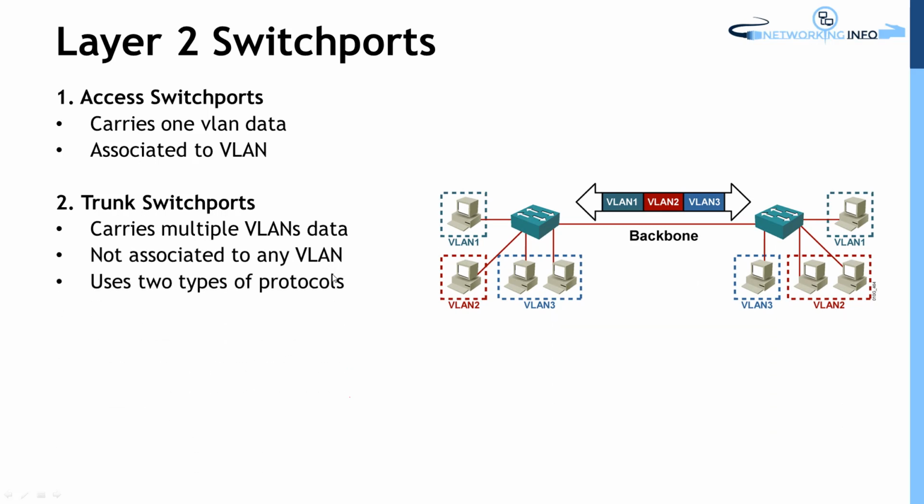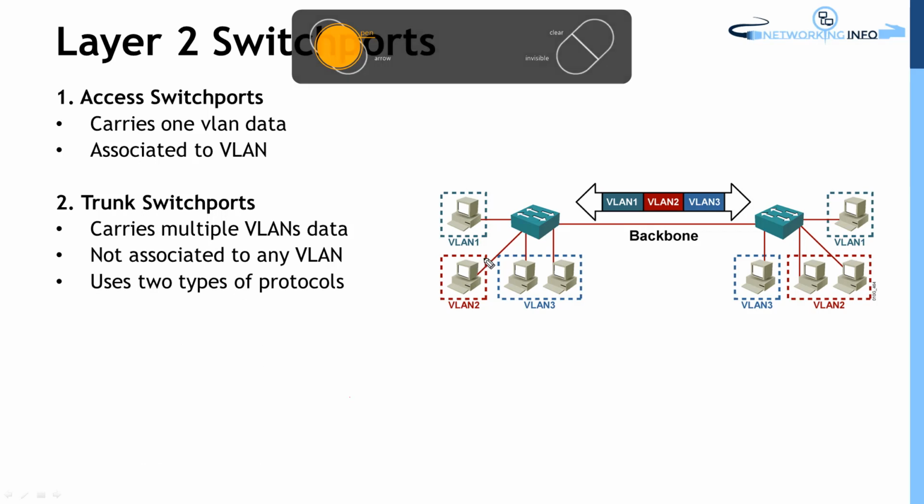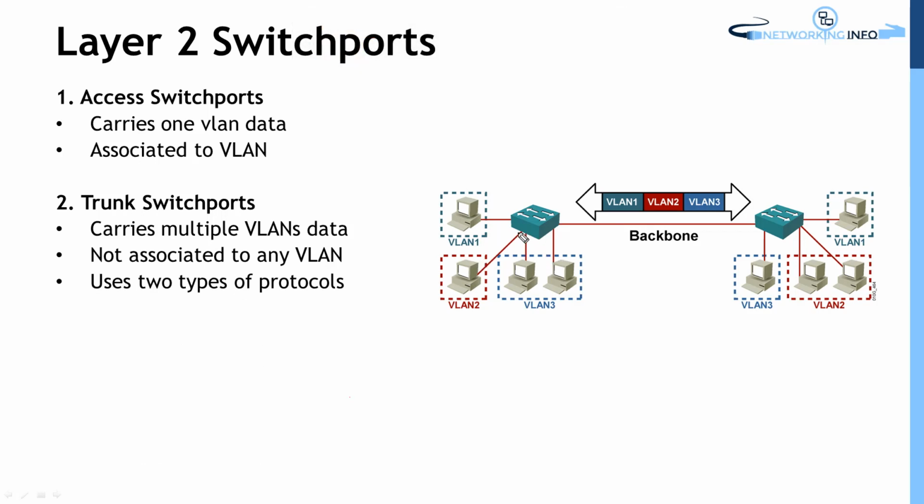If you see the ports where we have configured VLAN 1, VLAN 2 and VLAN 3, these ports where the end devices are connected must be access ports. Access and access and access. It means they are members of these VLANs. This is also access. Here also you can see access port, access port, access port and access port.